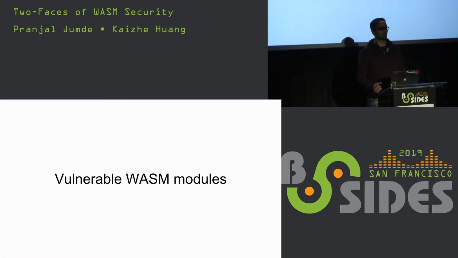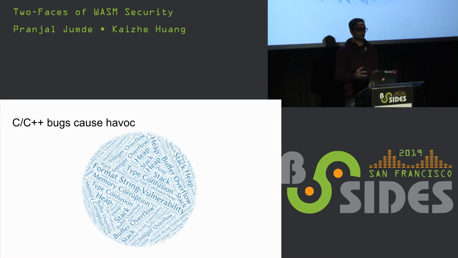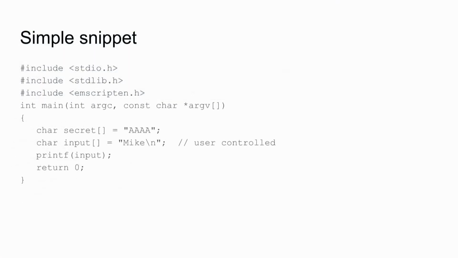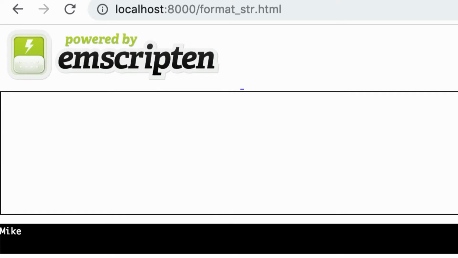Okay, hello everyone. In the next couple of slides, we'll be looking at vulnerable WASM modules. The thing we want to highlight is that C++ bugs can cause problems in your module, so definitely analyze your modules thoroughly before deploying them in production. Let's start with a very simple snippet. This is very simple code which has a character array that is user controlled. If the user inputs a simple ASCII string, it's printed on the screen as we see here.